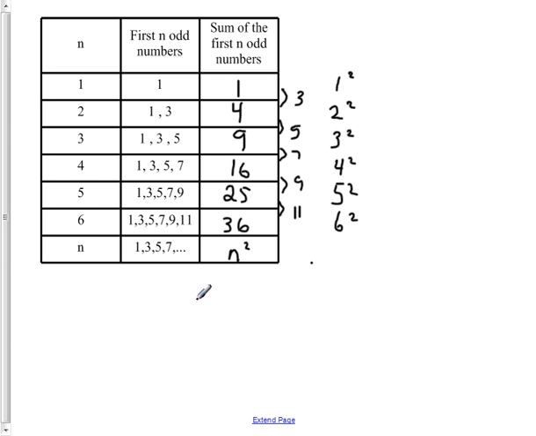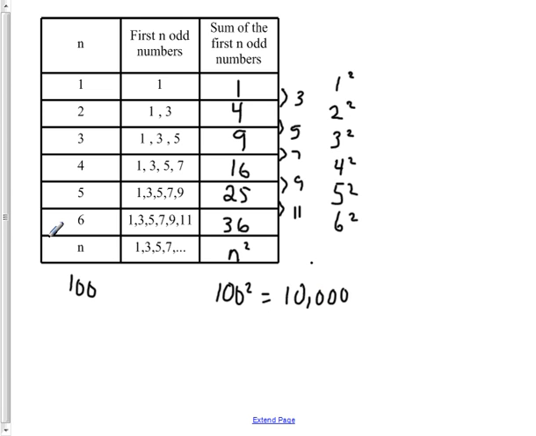So what I mean by that is, like I said earlier, if n were 100, let's say we take the first 100 odd numbers. So 1, 3, 5, 7, 9, 11, 13, all the way up to the 100th odd number, and we add all of those up. When we add that up, we're going to get 100 squared, which is 10,000. And that's a really quick way to figure out the sum of the first n odd numbers.